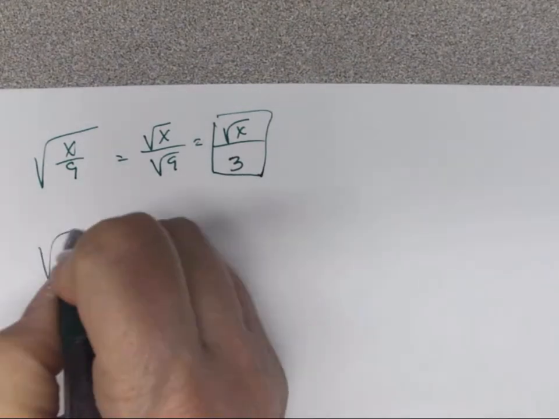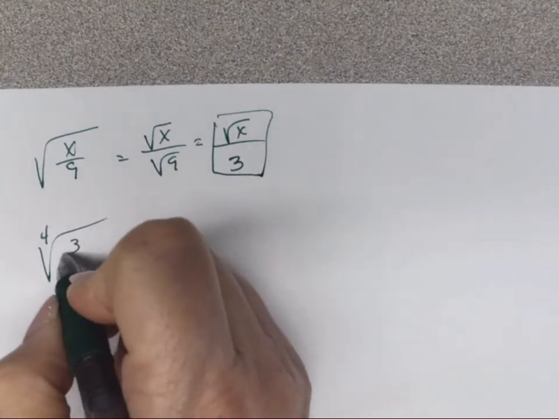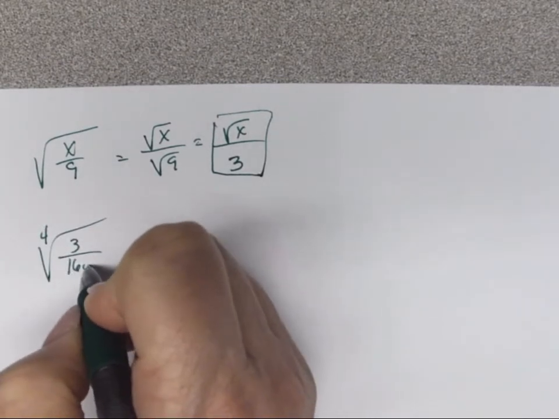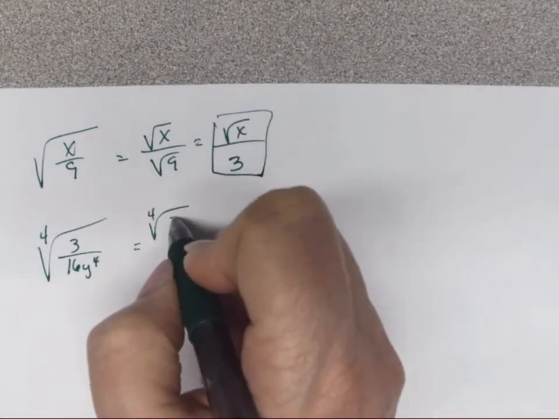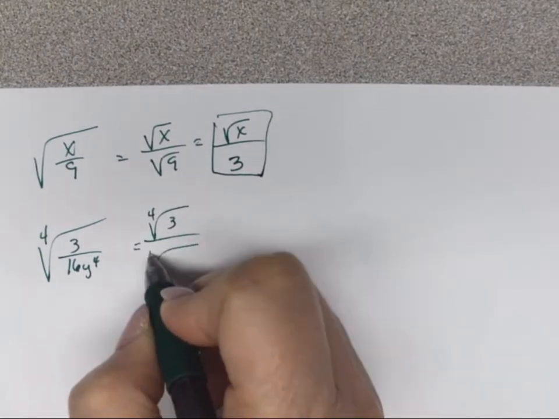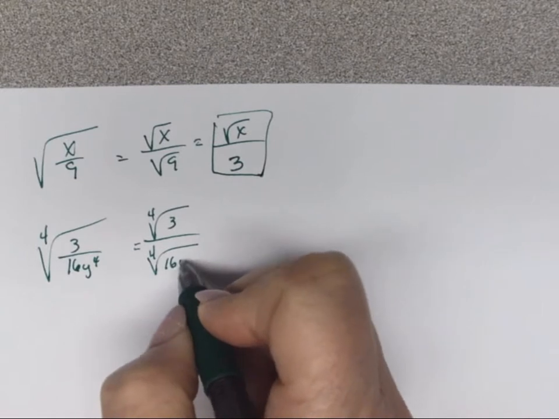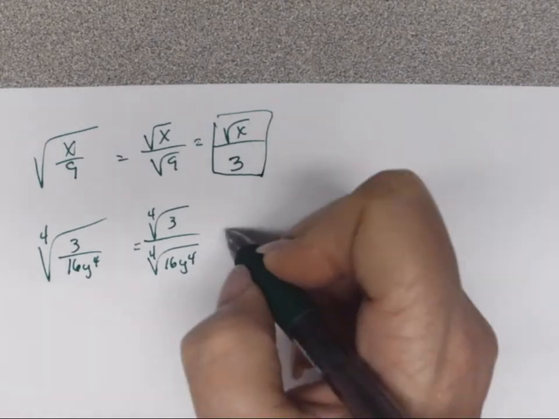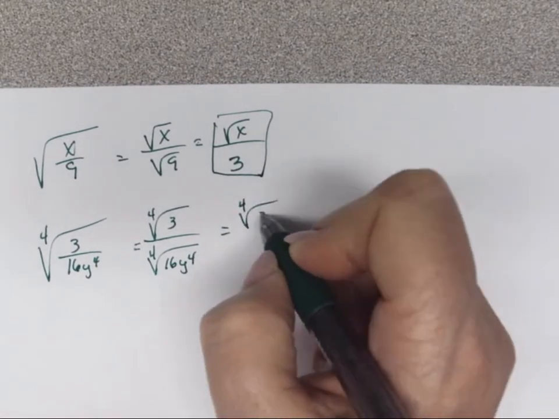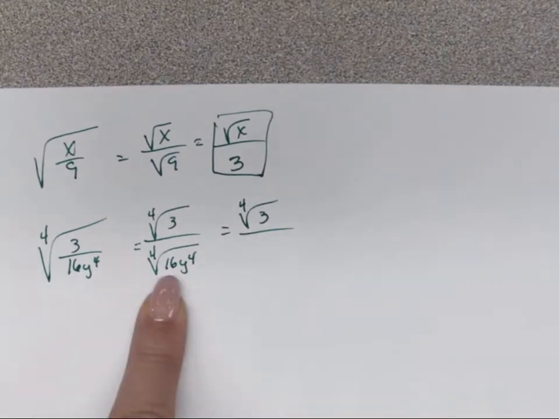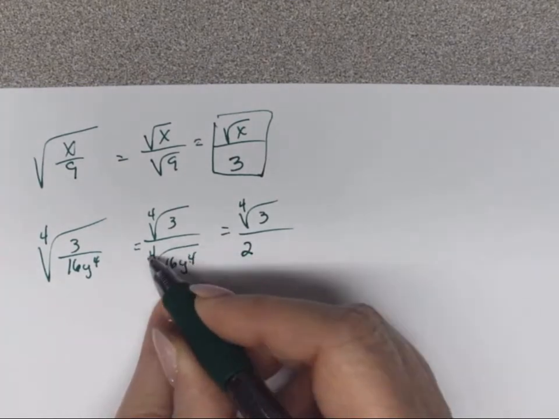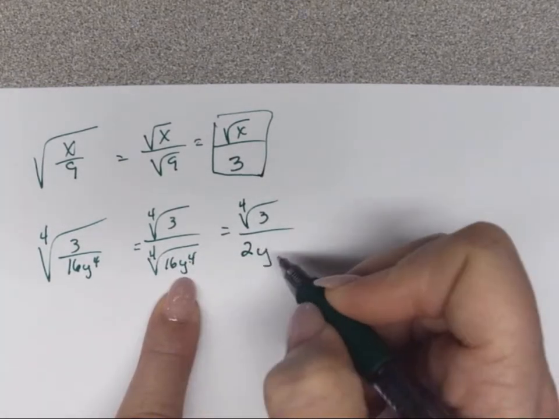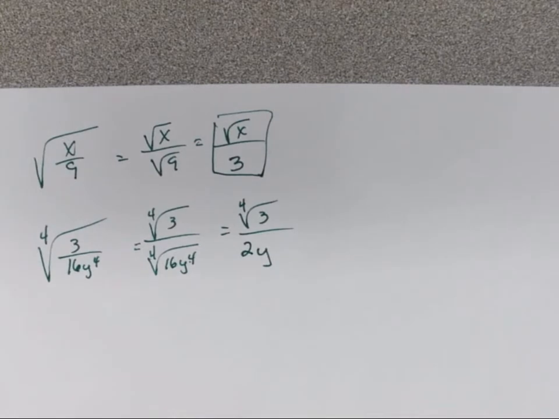All right, what if we have the fourth root of 3 over 16y to the fourth? We would end up with the fourth root of 3 over the fourth root of 16y to the fourth. Well, the fourth root of 3 will do nothing, but we can take the fourth root of 16, that's 2 times 2 times 2 times 2, and y to the fourth, well, 4 divided by 4 would get us 1, so we end up with the 2y.